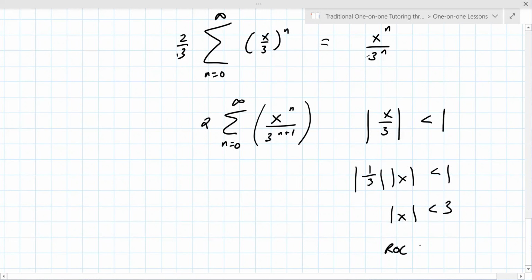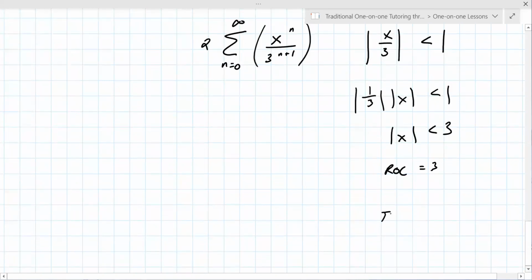So the radius of convergence is 3. The interval of convergence is -3 to 3. You would need to check the endpoints to know if you change those to brackets or not.